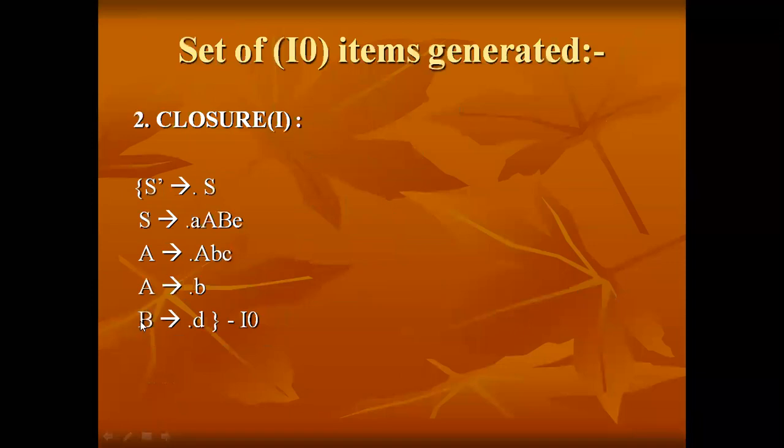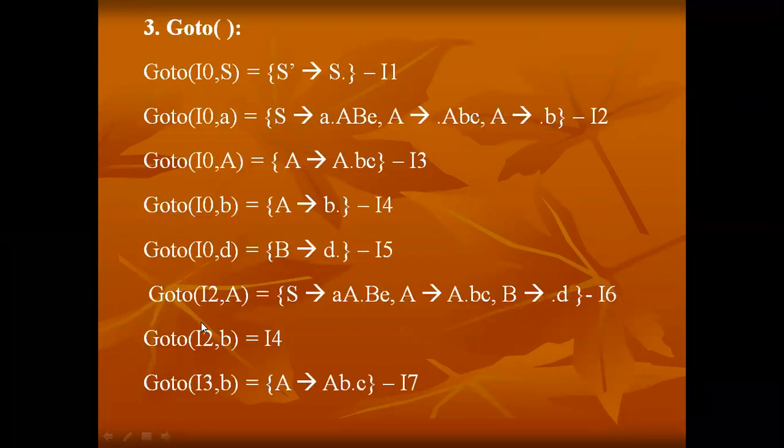And see the last production in the set I0, B tends to dot D. That means we need to call the goto function with I0 and small d. Before processing it is B tends to dot D, and after processing it is B tends to D dot. Again, this is also a new production rule, so give it the new number I5.